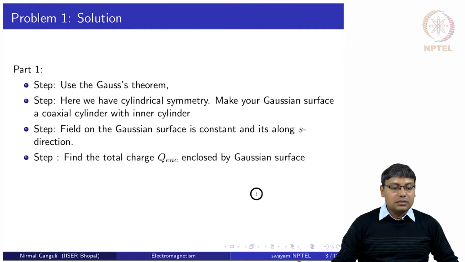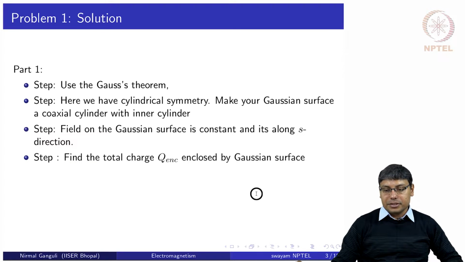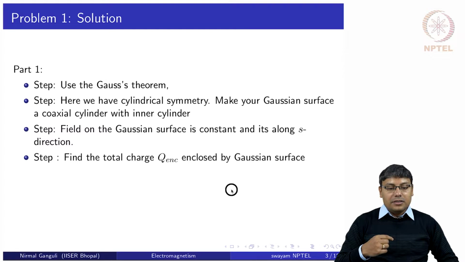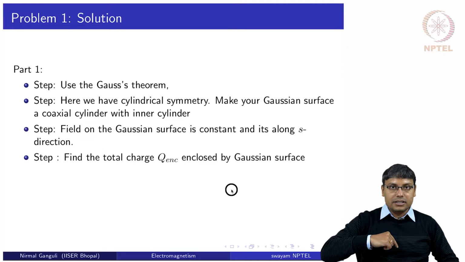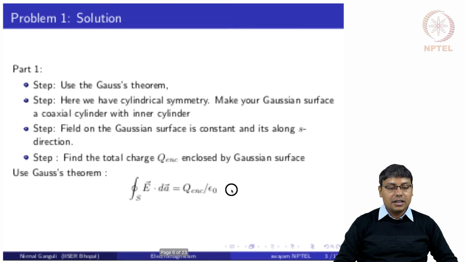In part 1, the steps to solve the problem are, first you have to use Gauss's theorem. Here we have cylindrical symmetry, so make your Gaussian surface a cylinder coaxial with the inner cylinder. In the first case, we will have the Gaussian surface inside the inner cylinder. The field on the Gaussian surface is constant and it is along the S direction, the radial direction. And finally, find the total charge enclosed by that Gaussian surface. That will help you find the electric field.